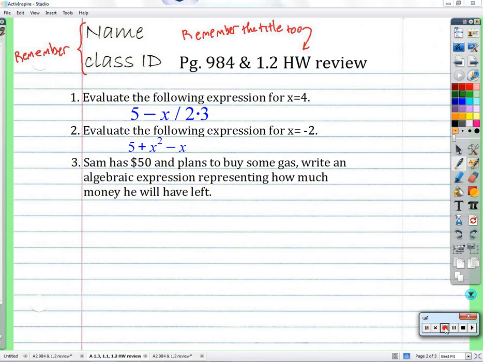First, we need to put the right number in for x, right? That's what evaluating is. We need to plug something in for x. So 4 minus 5 minus 4 divided by 2 divided by 3.